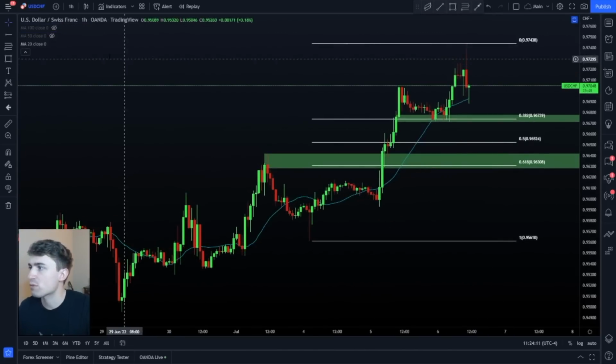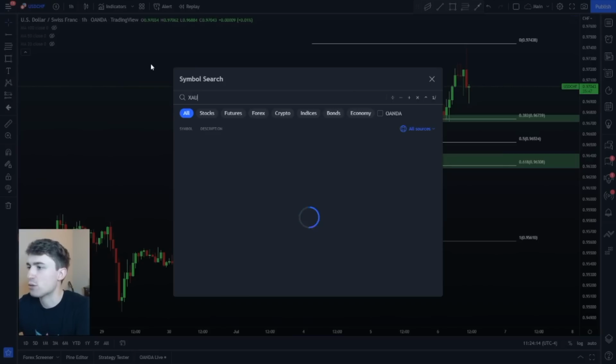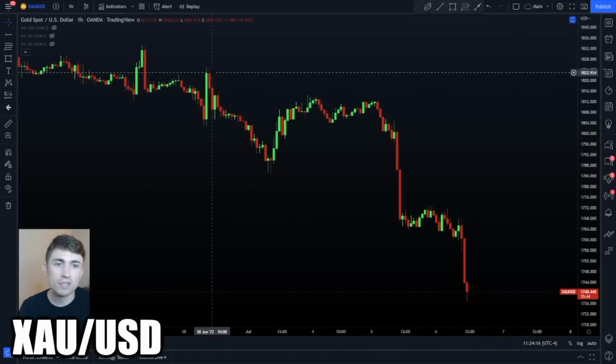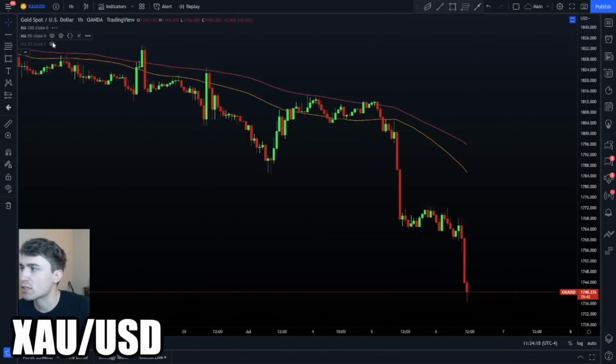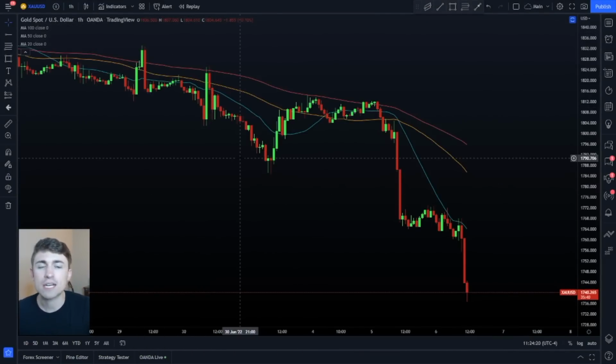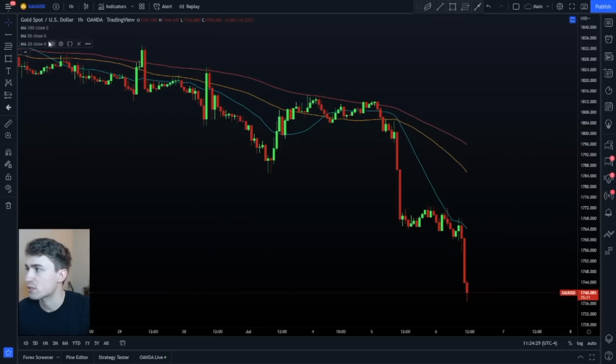One more pair, of course, we've got to talk about with reference to FOMC is gold. Gold is absolutely tanking here today. And if we look at the moving averages again, really technically sound downtrend for the time being. There is no buying here for me. There is no justifying why I'm going to buy gold. Gold is just bearish right now until further notice.